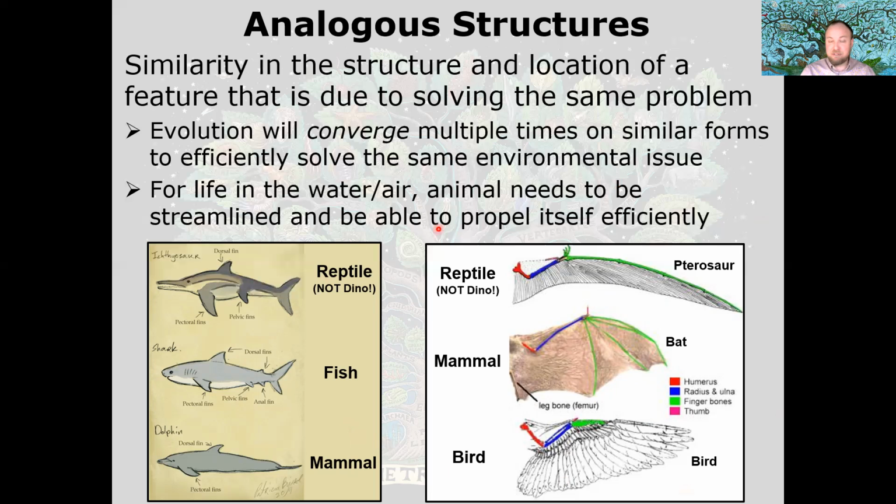Now looking at flying things, again, nature has to solve this problem of: I'm a creature that wants to fly through the air.